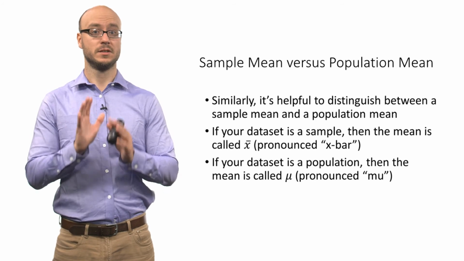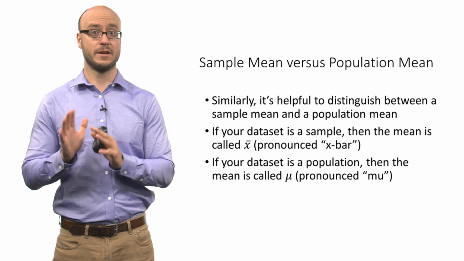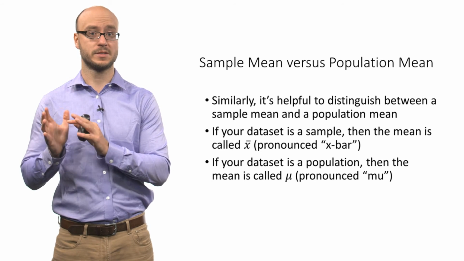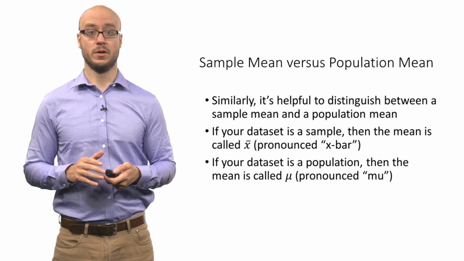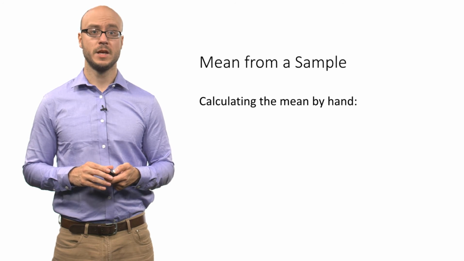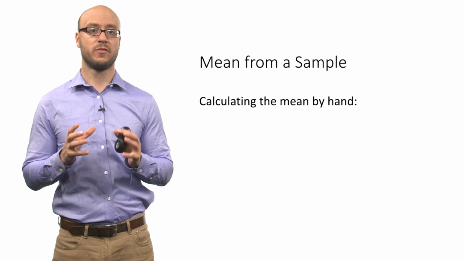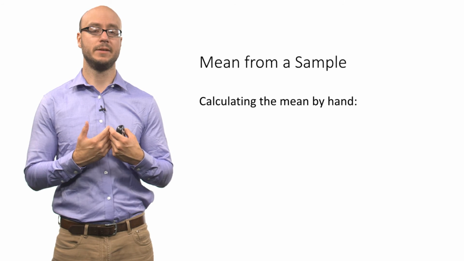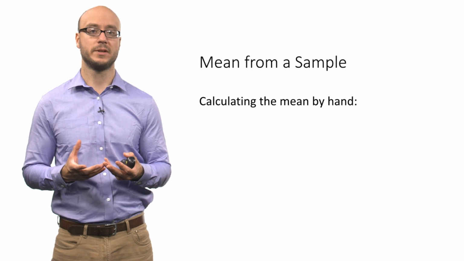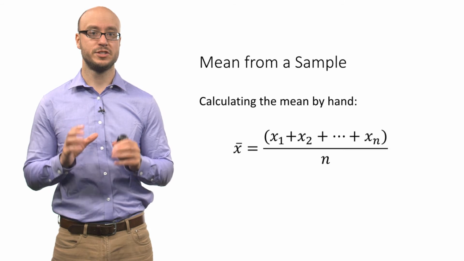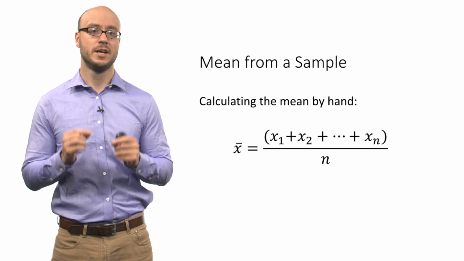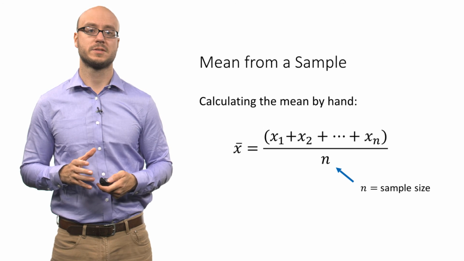So in this case, we in fact do use Latin or Roman letters for the sample mean, x bar, and we use a Greek letter for the population mean, otherwise called mu. In a similar way, the formulas that we use to calculate a mean from a sample versus the mean from a population, the formula is actually the same, but the notation is a little bit different.